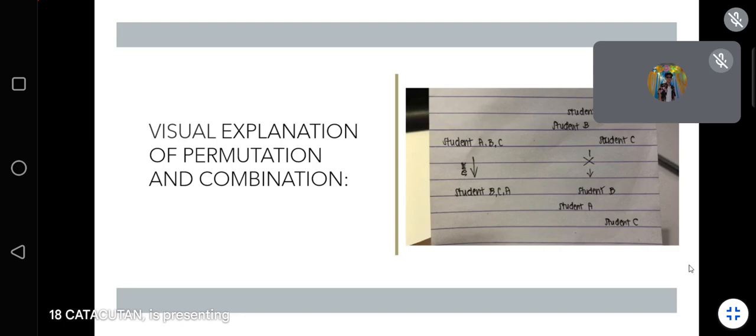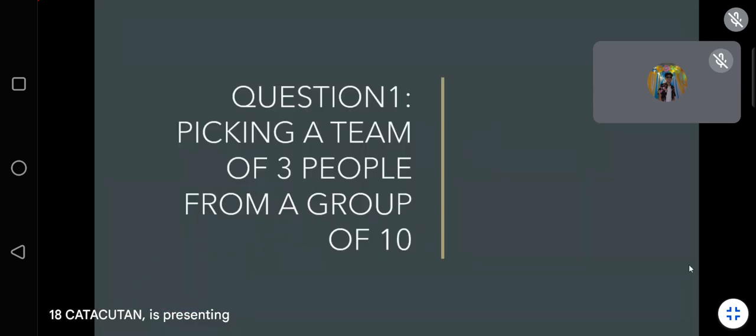We have here a few situations wherein you must determine whether it's a permutation or combination. We will give you 10 seconds to think about the answer. We will now start. Here's the first situation. Picking a team of 3 people from a group of 10, is it a combination or permutation? Timer starts now.